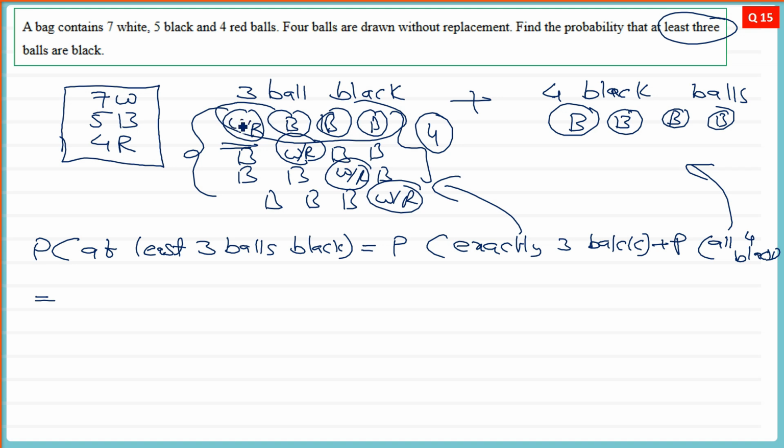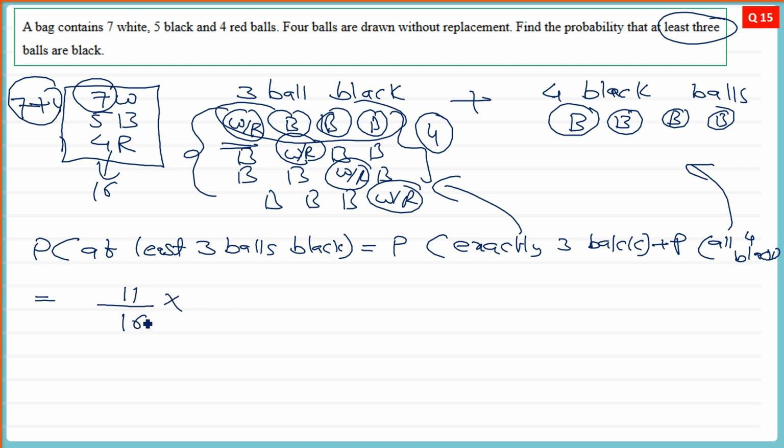Even if you try doing this W, B, B, B plus B, W, B, B, like all these probabilities, if you compute, then multiply and then add all of them. So of all these 16 total balls, 11 are the white and red. So the probability of getting a white or red is 11 by 16.